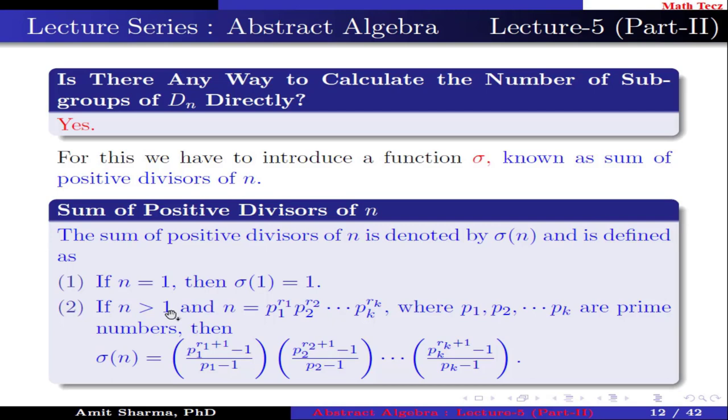Number 2: if n is greater than 1 and n can be written as p1 to the power r1, p2 to the power r2, and so on, pk to the power rk, where p1, p2 up to pk are prime numbers, then sigma of n equals (p1 to the power r1 plus 1, minus 1) divided by (p1 minus 1), times (p2 to the power r2 plus 1, minus 1) divided by (p2 minus 1), and so on up to (pk to the power rk plus 1, minus 1) divided by (pk minus 1).